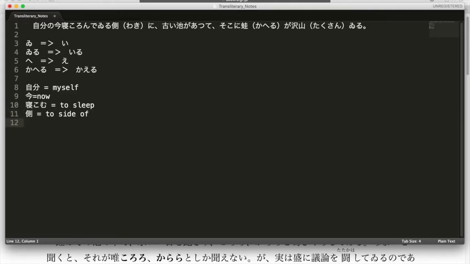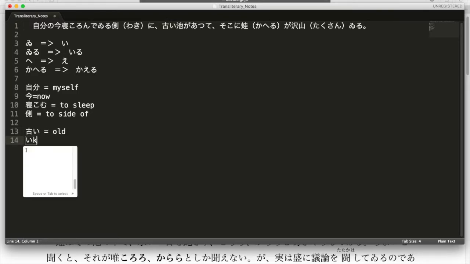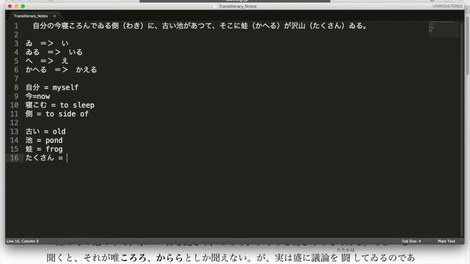I may come back to these to double check some translation. I just want to put the basic meaning in so we can fit it together in our head. This is furui, obviously old. Ike, this is pond. And then obviously frog, which I already have up there, but we'll put frog down. And the last word, takusan, is obviously many. There's a bunch of ways to translate that.